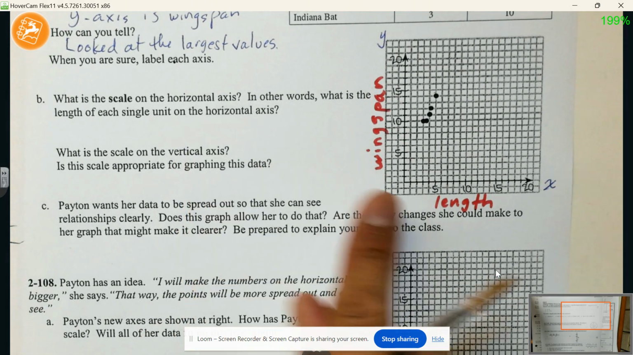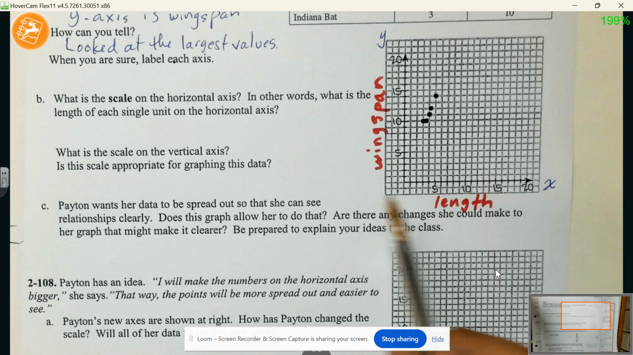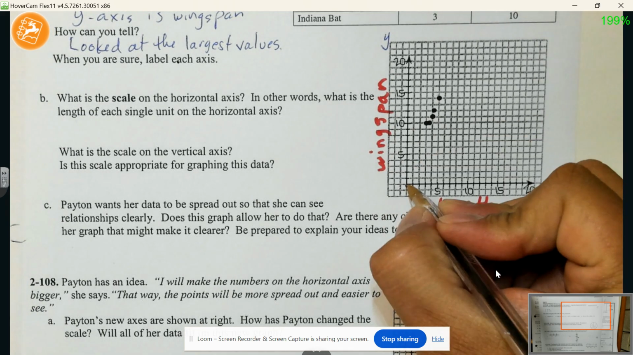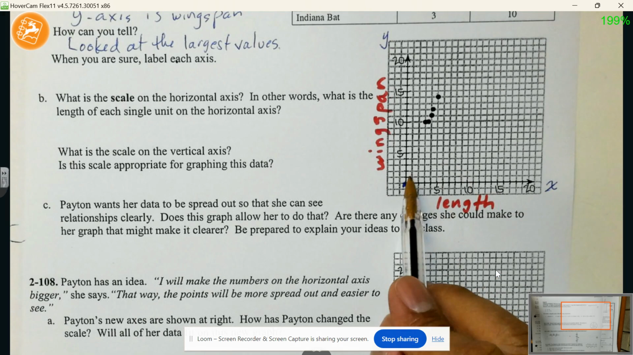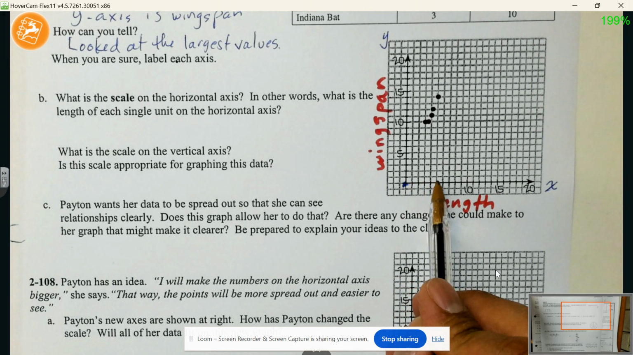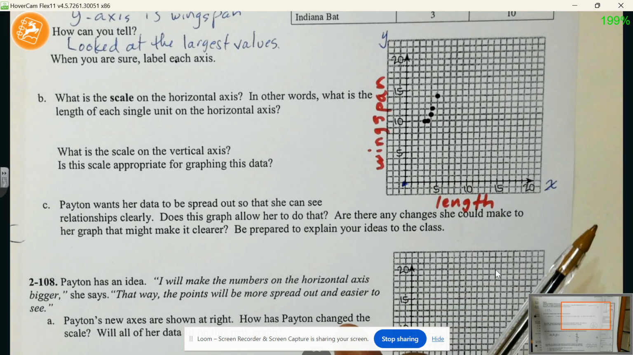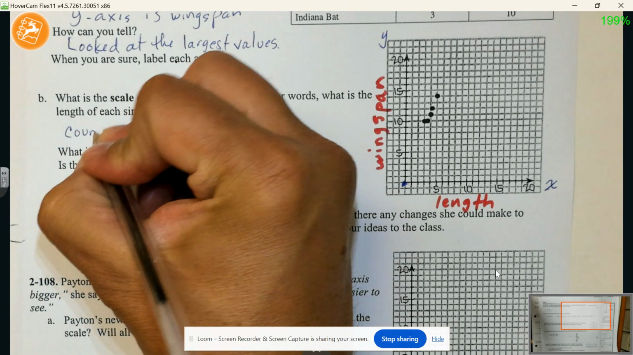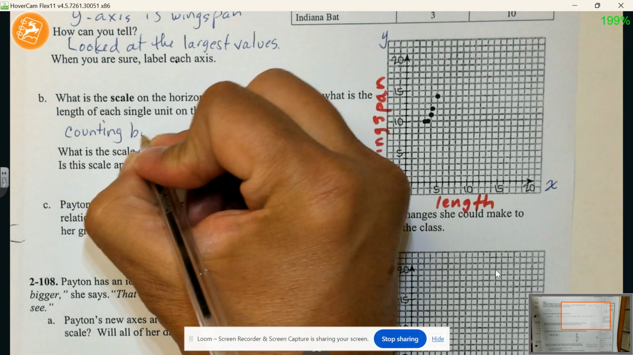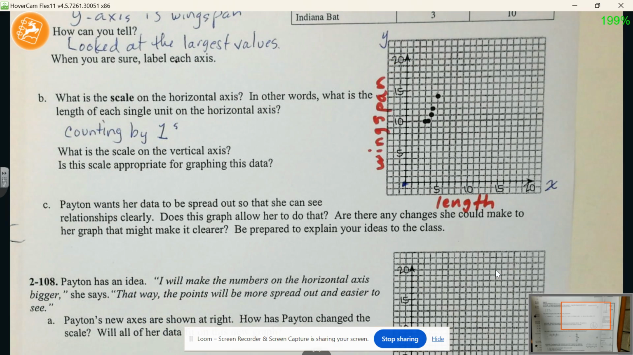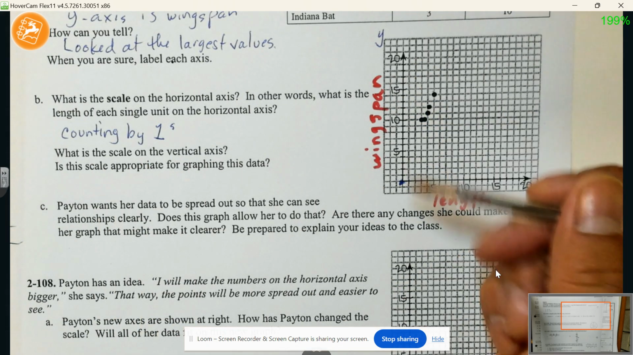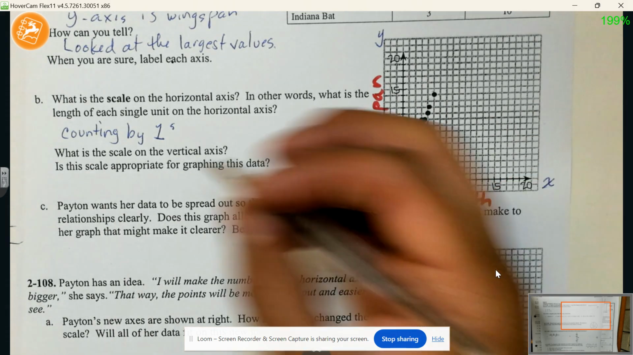Let's label this as x, and then we'll call this the y. Okay, so what's the scale? What are we counting by on these? So that means, in other words, what is every one of these intervals? So if we're starting here, this is the corner, this is the origin, we would go 1, 2, 3, 4, 5, 6, 7, 8, 9, 10, and those seem to be the numbers that we are talking about. So the scale, we are counting by ones. What's the scale on the vertical axis? Is it the same? Are we counting by ones on the vertical axis? We are counting by ones as well.